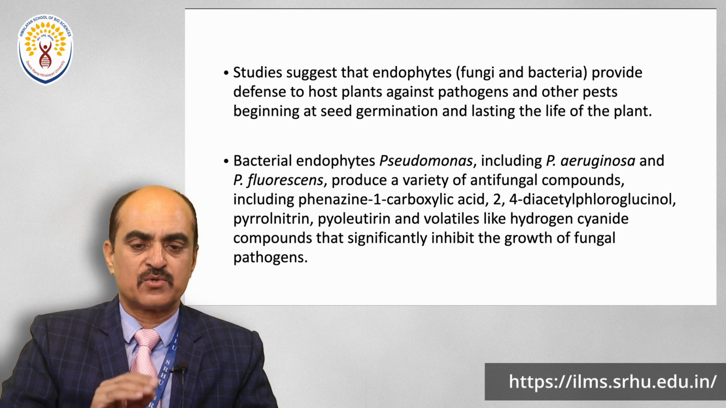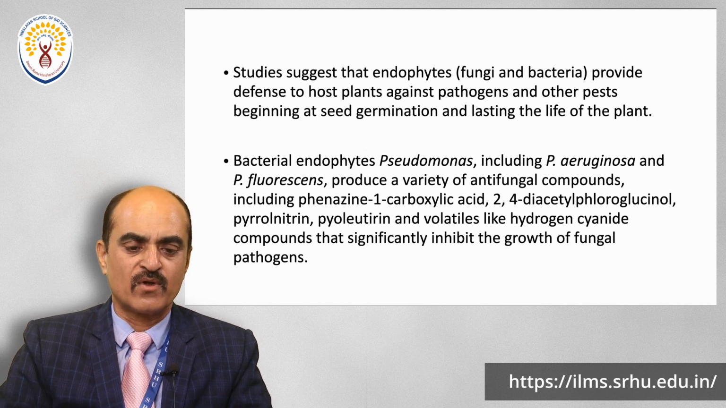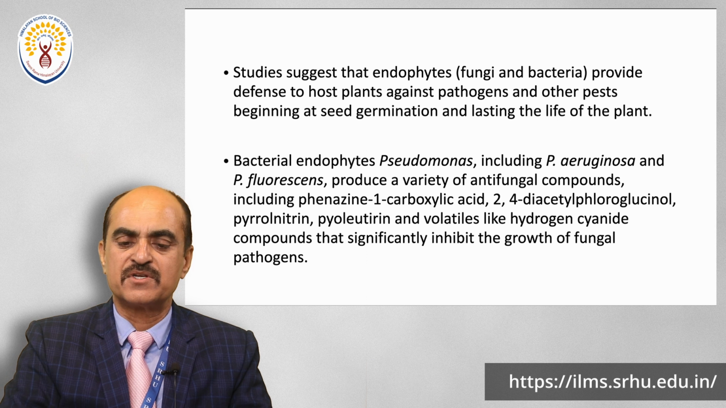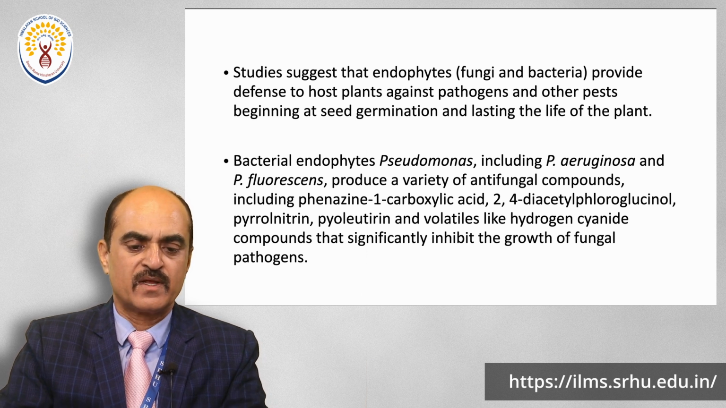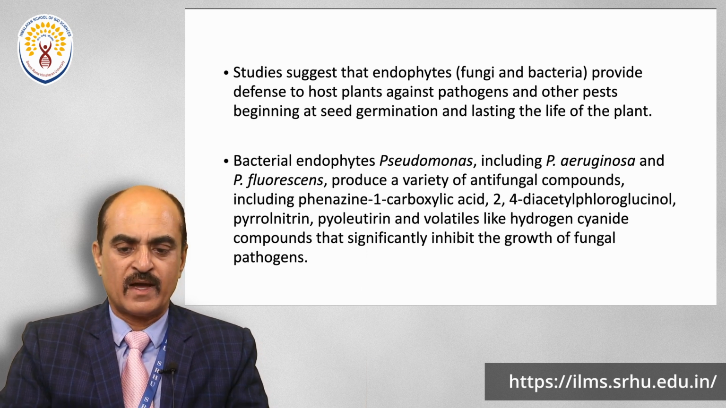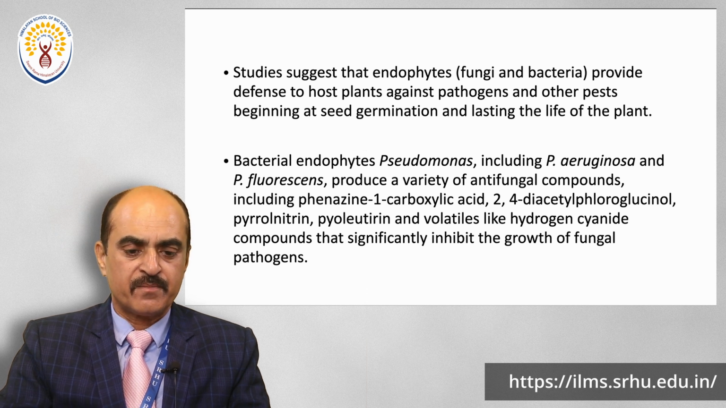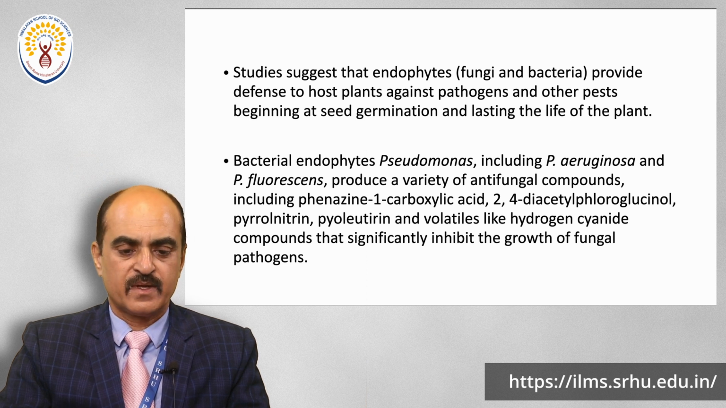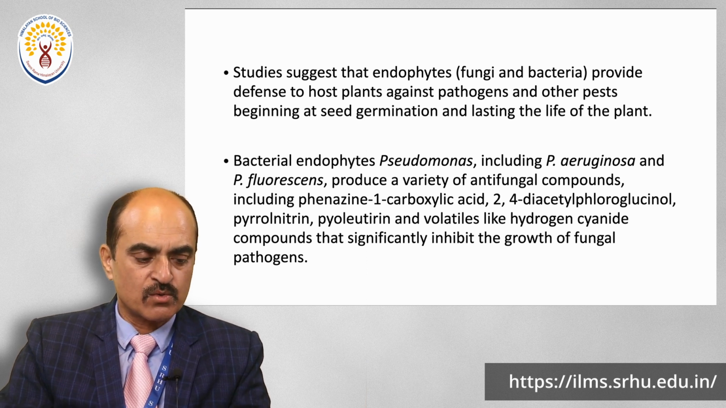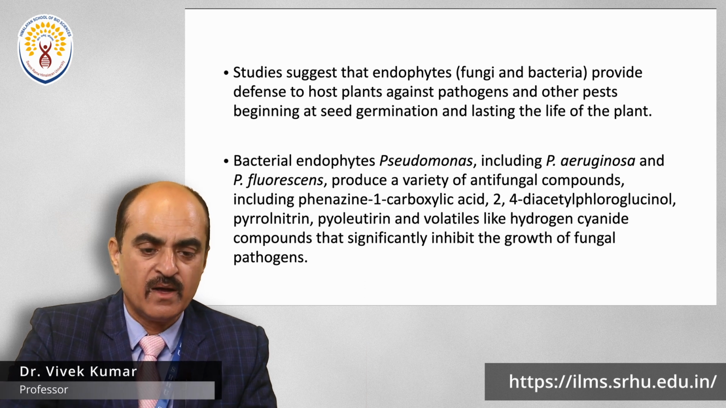So, bacterial endophytes such as Pseudomonas, including Pseudomonas aeruginosa and fluorescens, produce a diversity of antifungal compounds, including phenazine-1-carboxylic acid, 2,4-diacetylphloroglucinol, pyrrolnitrin, pyoluteorin and volatiles like hydrogen cyanide that significantly inhibit the growth of diverse fungal pathogens.